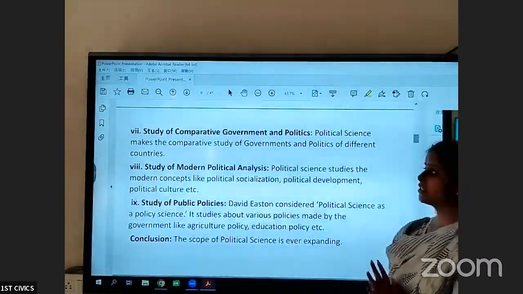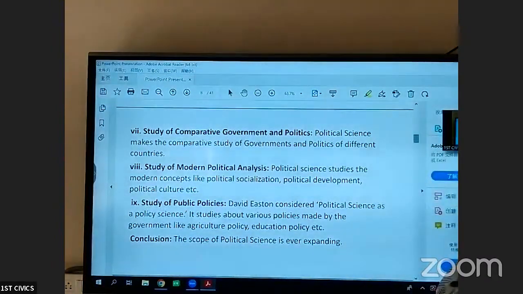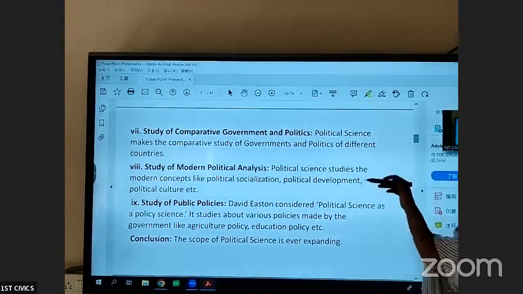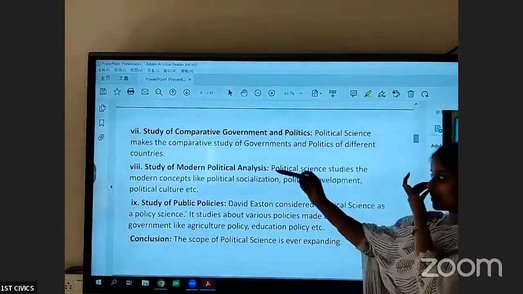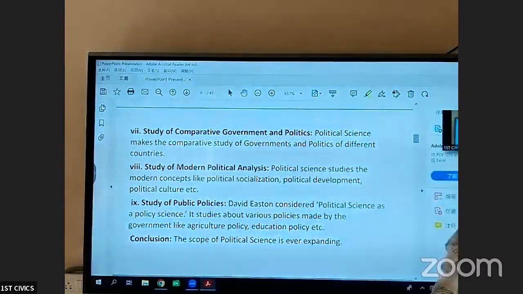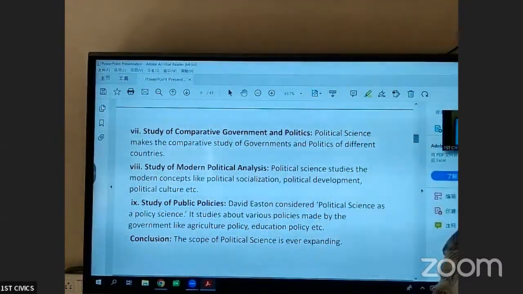Then when we study political science, we also study comparative politics. We can compare the governments and political systems of various countries. So it also forms a part of the scope of political science. Political science makes a comparative study of governments and politics of different countries.